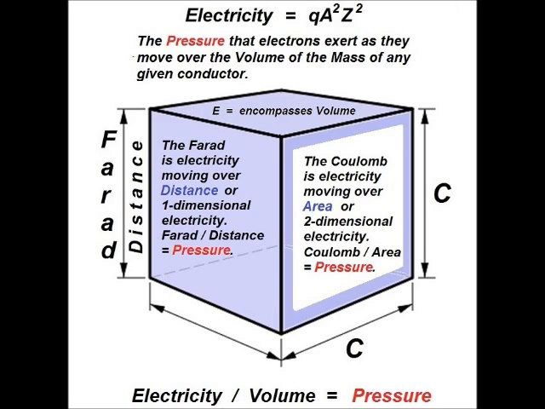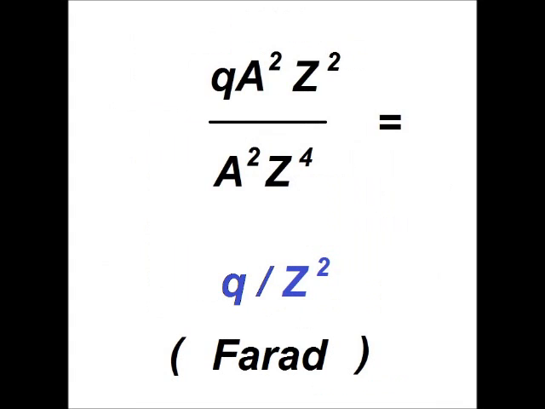And then we can see on the left hand side of the image there, if we were to only look at one segment of the cube, which is the form of distance, that the electricity flowing in that one dimension of distance is flowing in the form of the farad, which is q over z squared. And so qa squared z squared divided by two dimensions, which is area, or a squared z to the fourth, gives us electricity moving in one dimension, or moving along the segment of the cube. And that form of electricity is the farad, Q over Z squared.